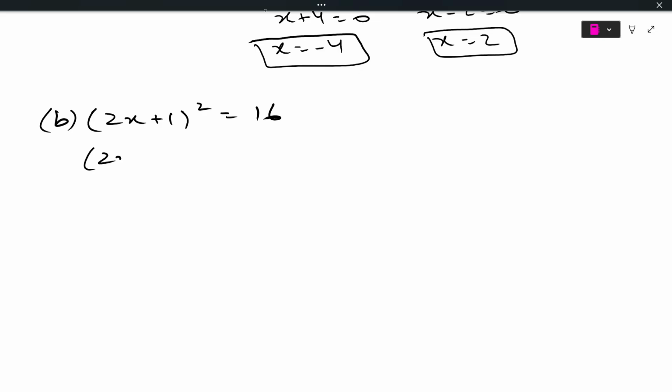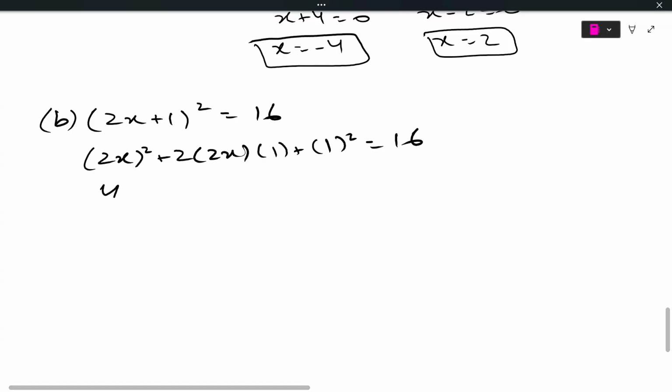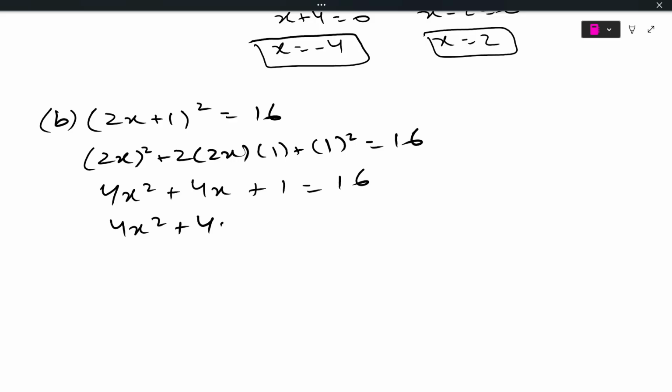First of all, I'm going to expand this with the help of the identity, which is a square plus 2ab plus b square, and that is equals to 16. So 2x square is basically 4x square. And then 2 times 2x is 4x, 4x times 1 is 4x, plus 1 square is 1, and that's equal to 16. The 16 is going to come to the other side, so it's going to be 4x square plus 4x plus 1 minus 16 is equals to 0. Then 4x square plus 4x plus 1 and minus 16 is what? Plus minus minus.